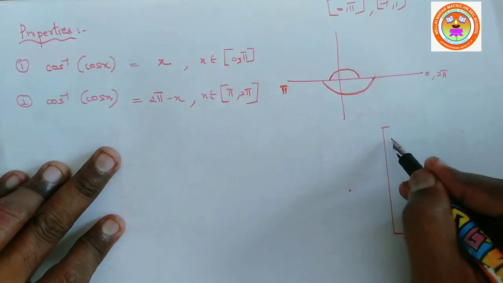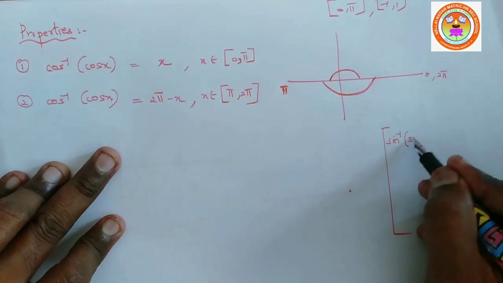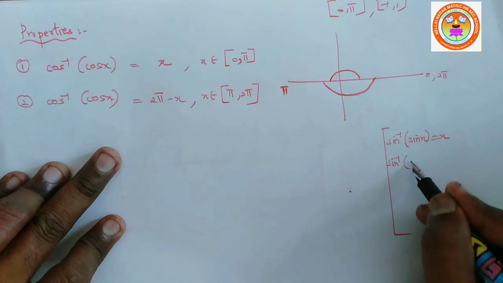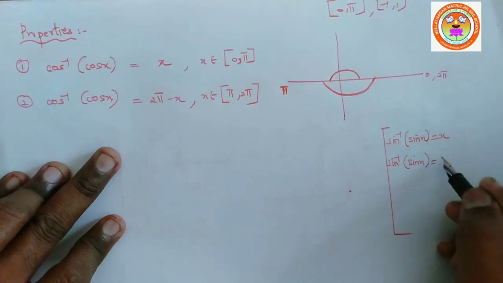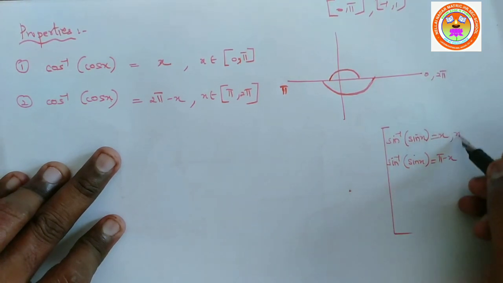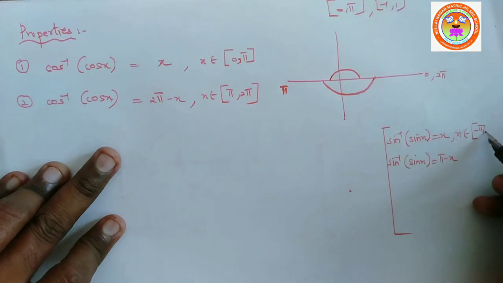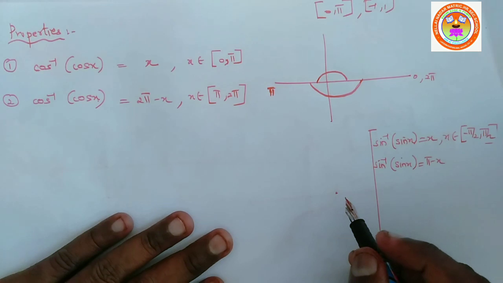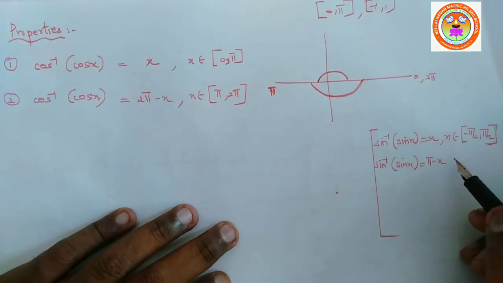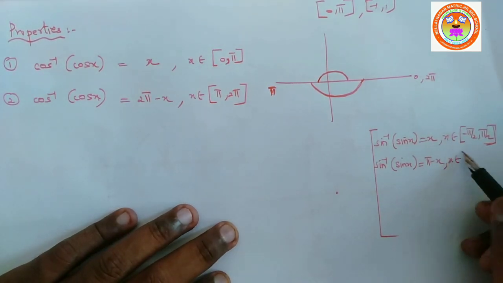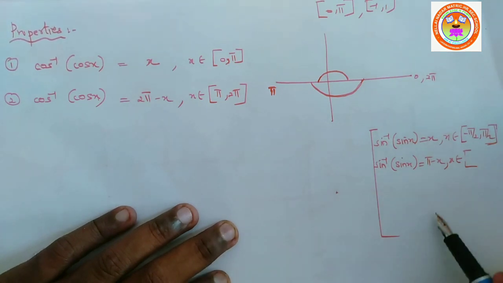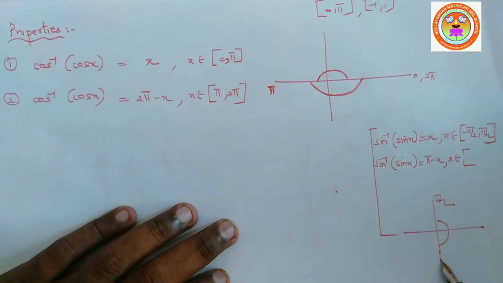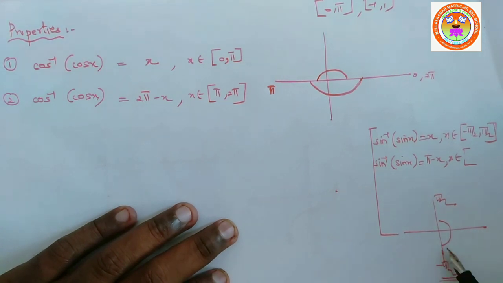The first property, sine inverse of sine x is equal to x. Sine inverse of sine x is equal to pi minus x. This is x belongs to minus pi by 2 comma plus pi by 2. You can remember, I think so. Minus pi by 2 comma plus pi by 2. This is x belongs to, for minus pi by 2 comma pi by 2, this is the remaining. This is plus pi by 2. In clockwise this is minus pi by 2.